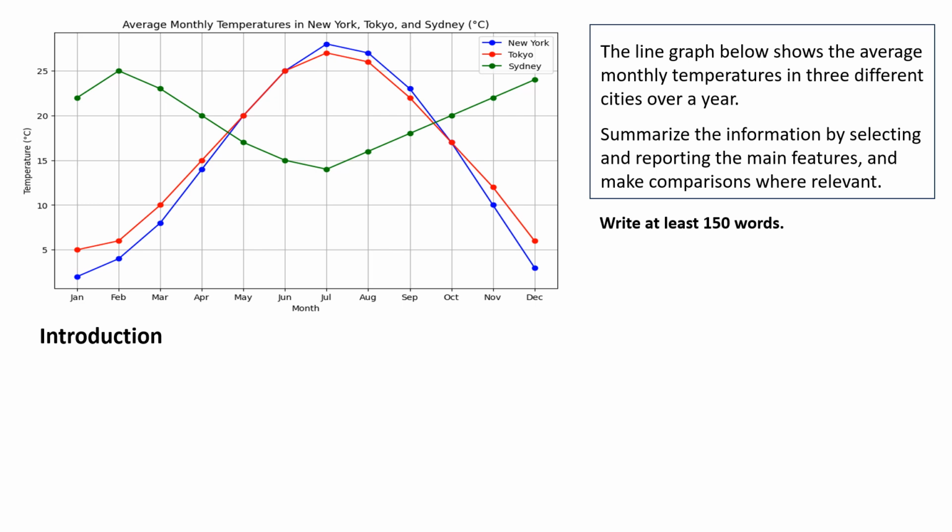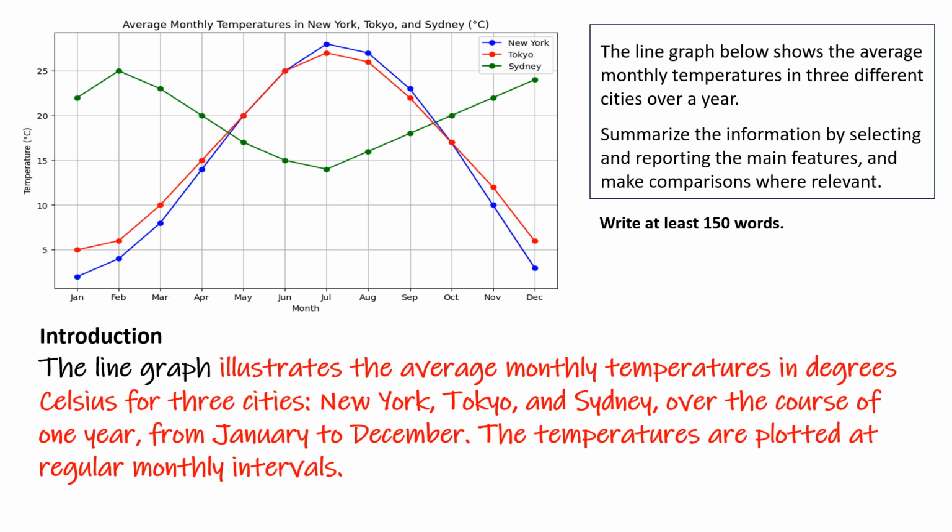We'll also grab details from the title, the key at the side, the legend, and the labels on the bottom and left side, the axes of this graph. So instead of writing, the line graph below shows average monthly temperatures in 3 cities over a year, we should write a paraphrased version of this information by using synonyms. Here's how I wrote it.